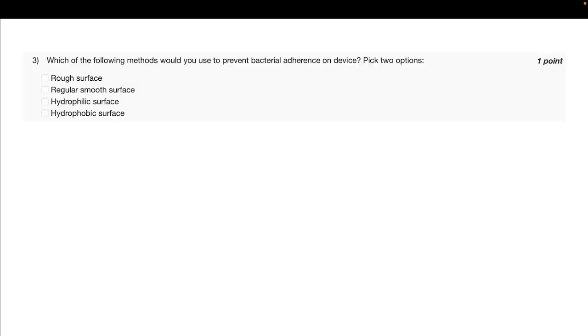Next was, which of the following methods would you use to prevent bacterial adherence on device? And the correct answer was regular smooth surface and hydrophilic surface, because as we discussed, if you have a hydrophobic surface, your bacteria tends to get adhered more on the hydrophobic surface because of its hydrophobic proteins on its surface. Also, if you have a rough surface, you'll have more surface area and more sites of adhesion for the bacteria. So in order to prevent this bacterial adherence, you can make the surface smooth, and you can also make the surface more hydrophilic.